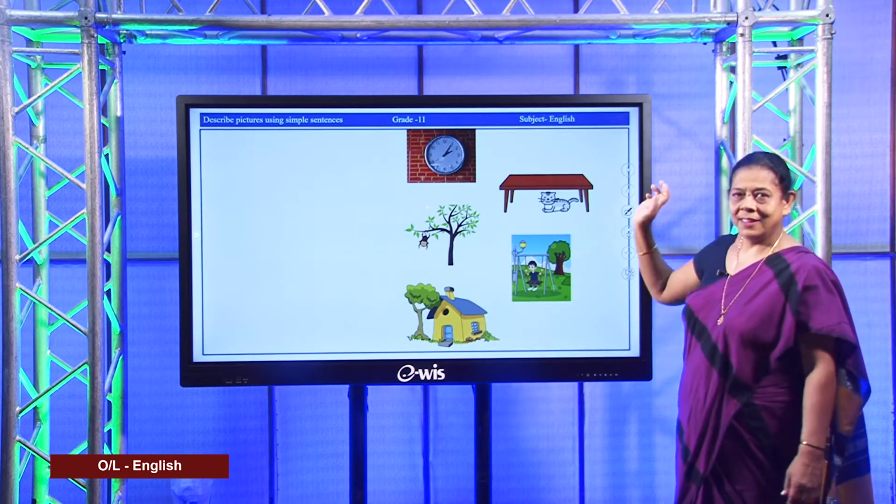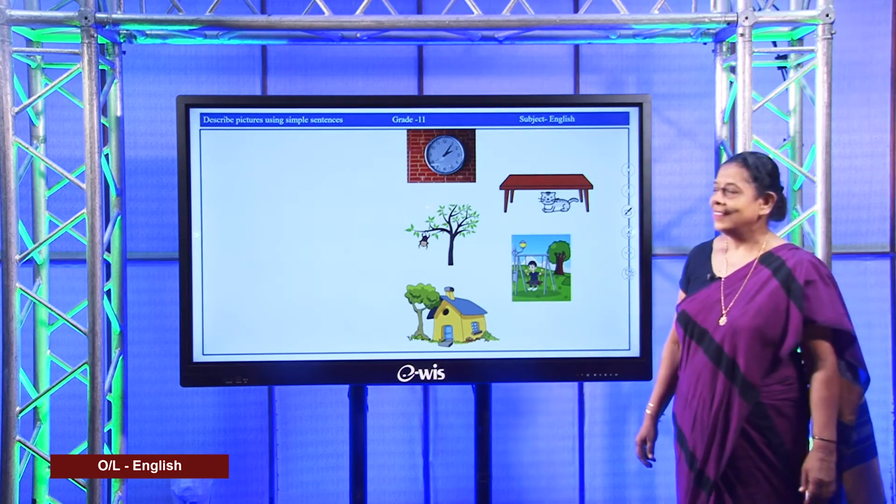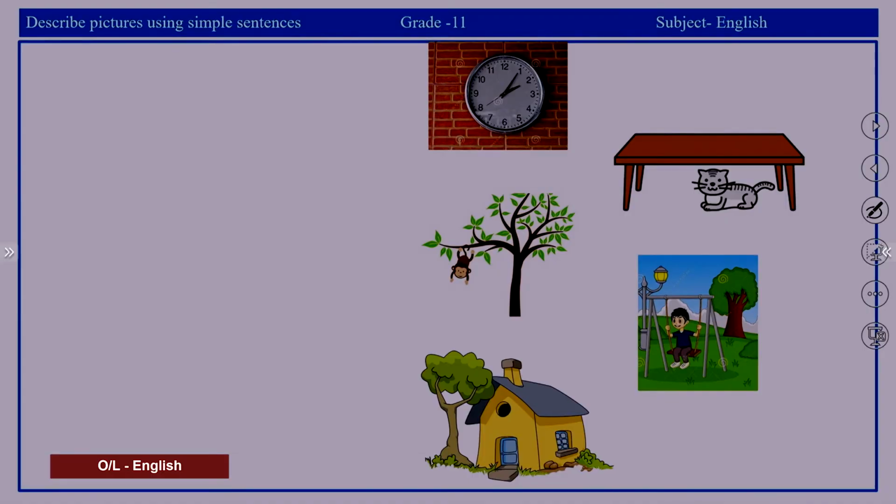Look at the screen. You can see some pictures on the screen. Look at the first one. How do we describe that? The first picture. There is a clock on the wall, right? There is a clock on the wall.